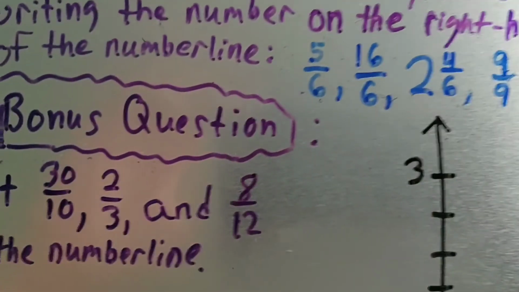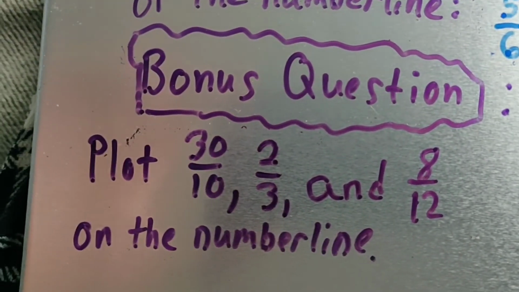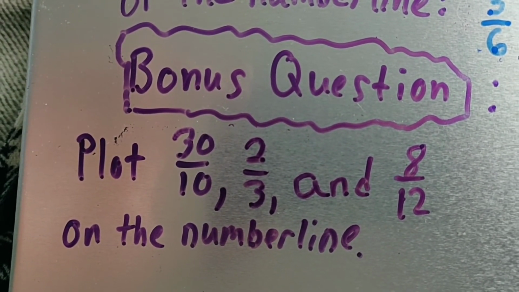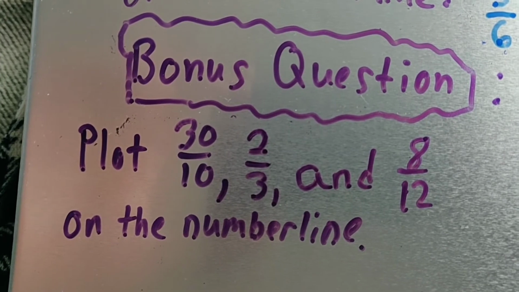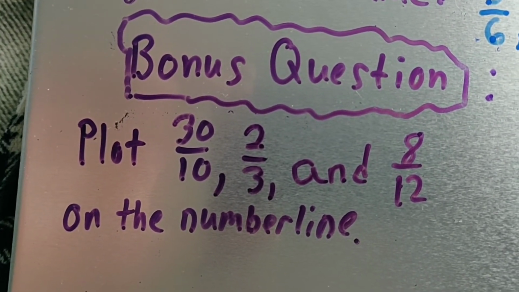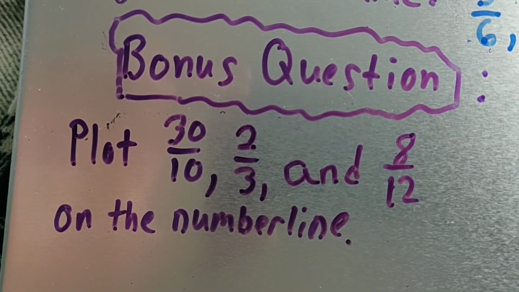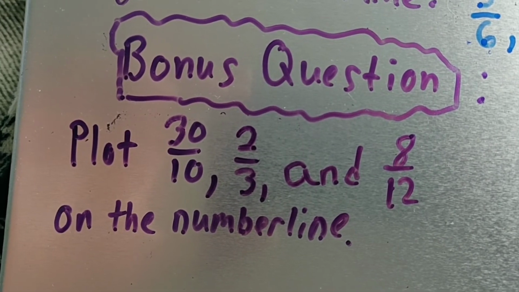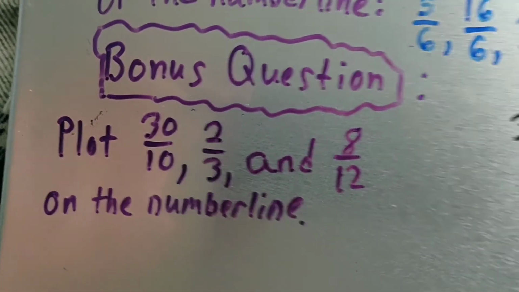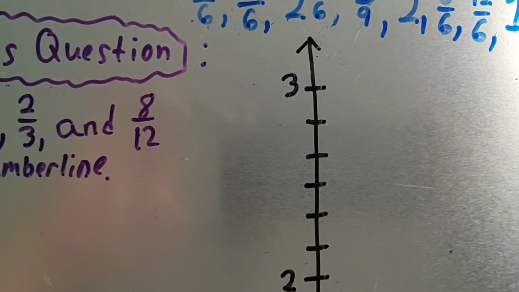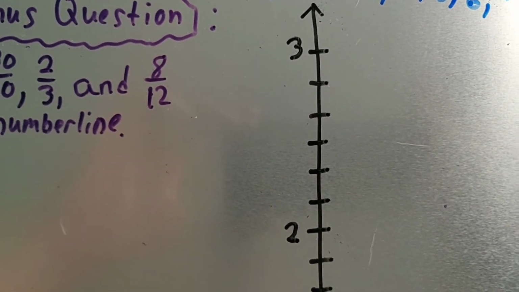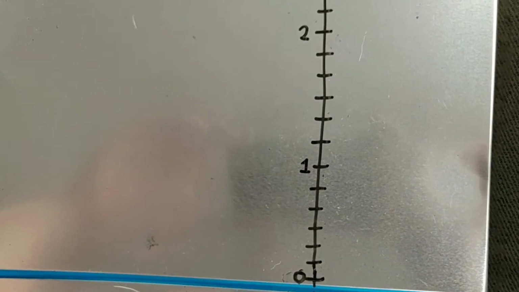And then our bonus question has 3 different numbers that we're supposed to plot. It says plot 30/10, 2/3, and 8/12 on the number line. And what you should notice about this number line is it has labeled 3 wholes, 2 wholes, 1 whole, and 0.